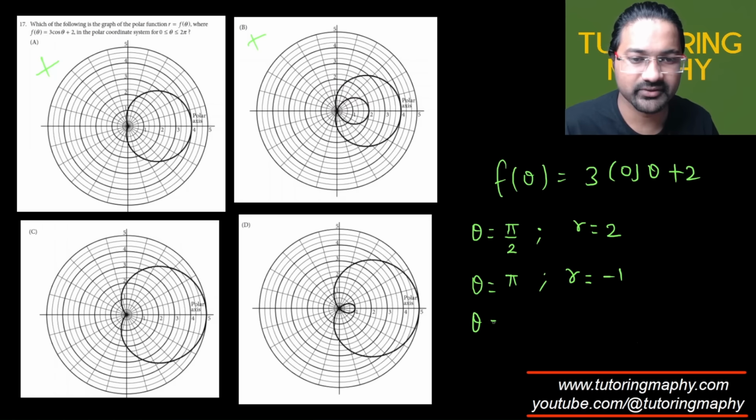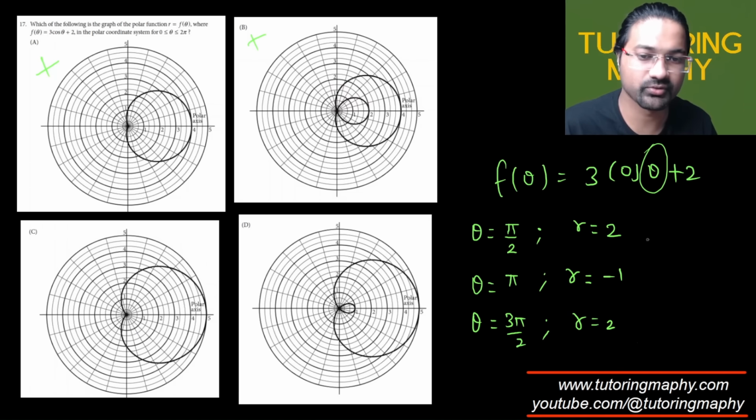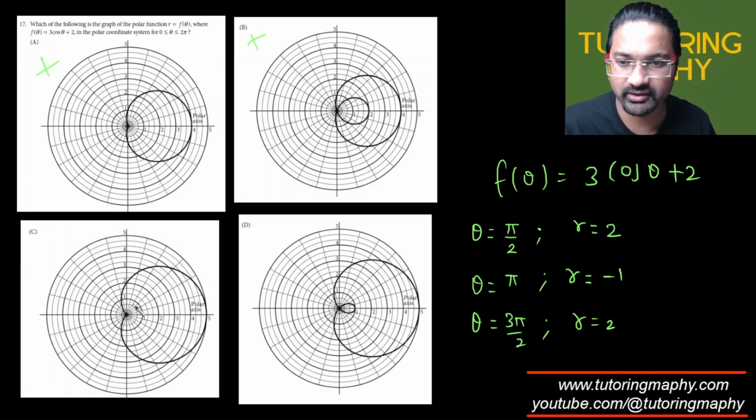Okay. And if theta is equal to 3 pi over 2, once again the value of R will become 2, because cos of 3 pi over 2 is 0. So it's just 0 plus 2, which is just 2. Okay. Now, what does that mean? If I am at pi over 2, my value is 2, which is clearly 2 over here as well, and 2 over here as well. If I'm at 3 pi over 2, I'm still at 2, which is 2 here and 2 here as well. But if I'm at pi, my value is -1.